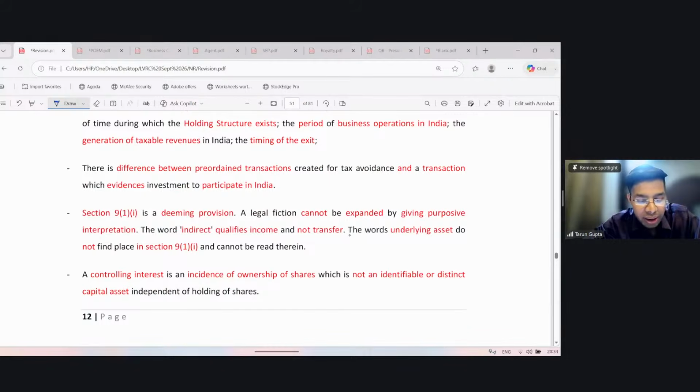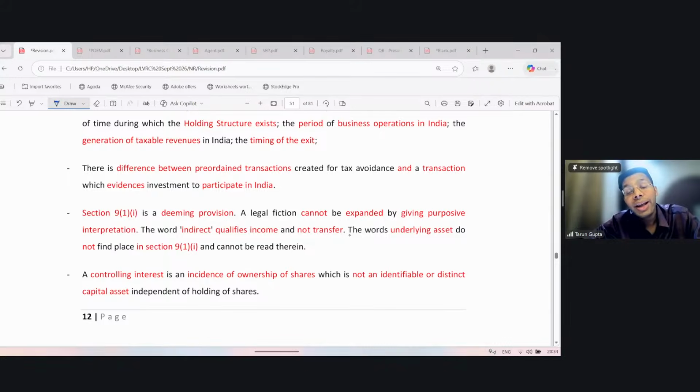Section 9(1)(i) is a deeming provision. A legal fiction cannot be expanded by general purposive interpretation. The word indirect qualifies income and not transfer. The Supreme Court said that the word indirect used under Section 9(1)(i) only qualifies the income and not the transfer. So it covers indirect income. It does not cover indirect transfer. The words underlying asset do not find place in Section 9(1)(i) and cannot be read therein.